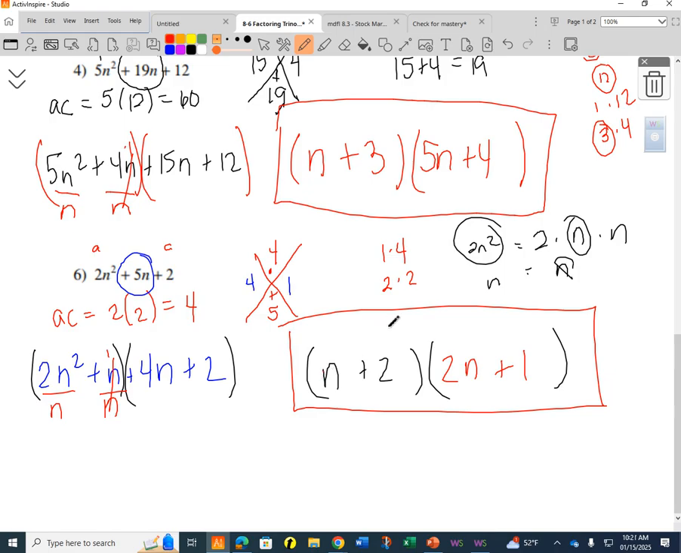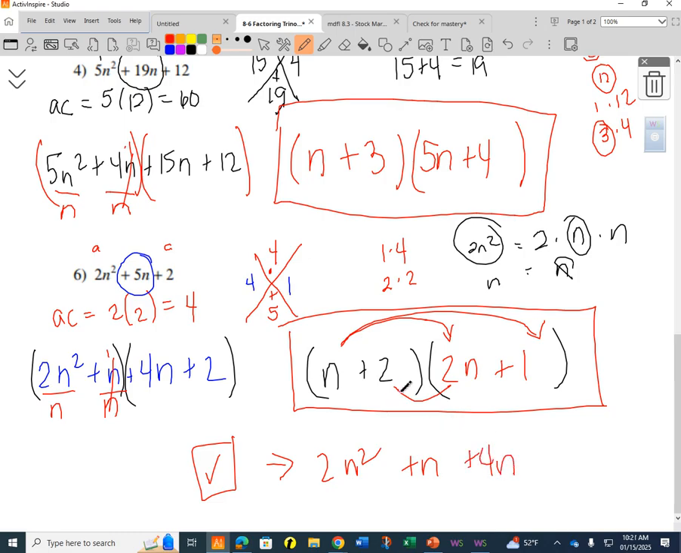So if I multiply these together, I get 2n squared plus n plus 4n plus 2. This is just our check. You don't have to do this for them, but you could. You'll see if you combine those, because they're like terms, 2n squared plus 5n plus 2, that is what we started with up here. Okay, so this in the box is the answer. This is how we can check it if we have time on a test to see if we have it right. Any questions?